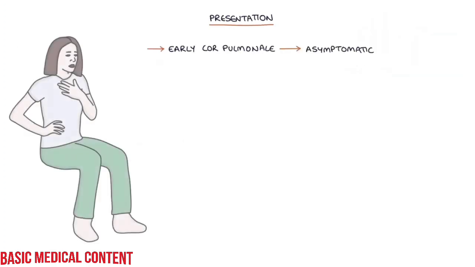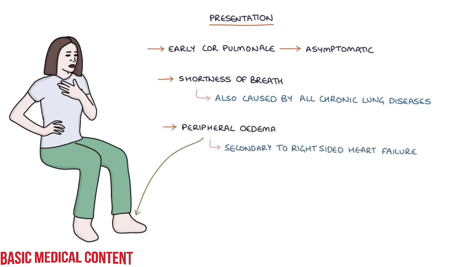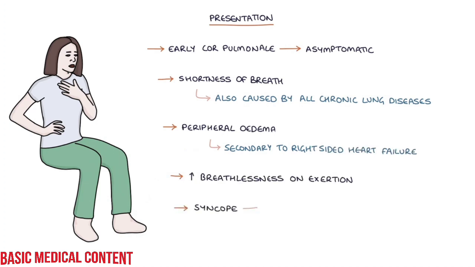How do patients present? Often patients with early Cor Pulmonale are asymptomatic. The main presenting complaint is shortness of breath, and unfortunately shortness of breath is also caused by all the chronic lung diseases that themselves lead to Cor Pulmonale. Patients may also present with peripheral edema, secondary to the right-sided heart failure, or increased breathlessness on exertion, syncope, which is basically dizziness or fainting, or they might present with chest pain.